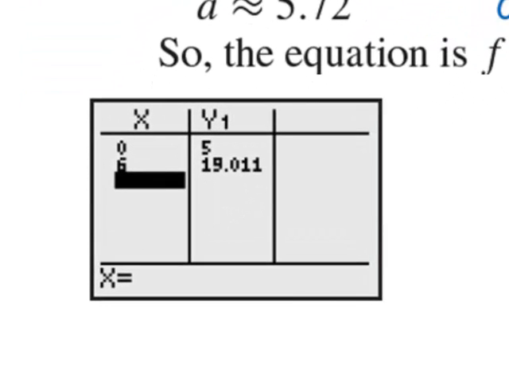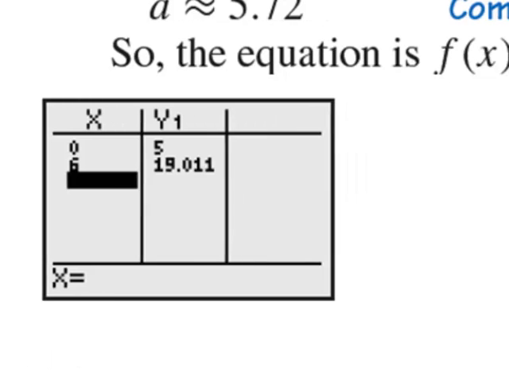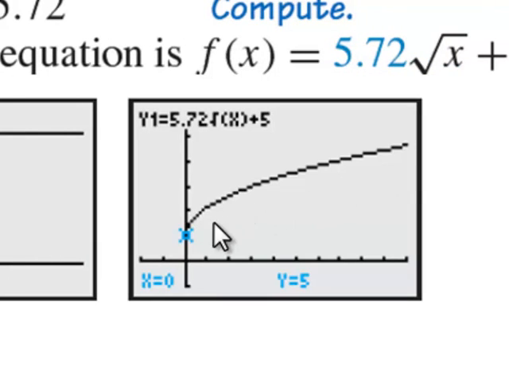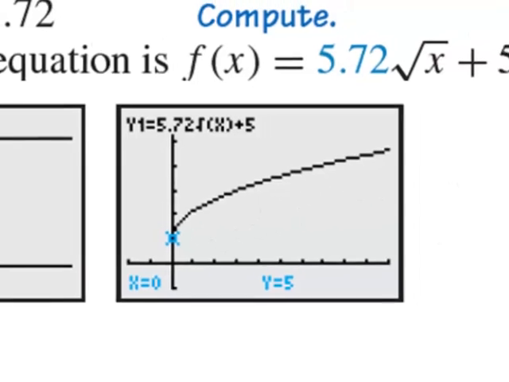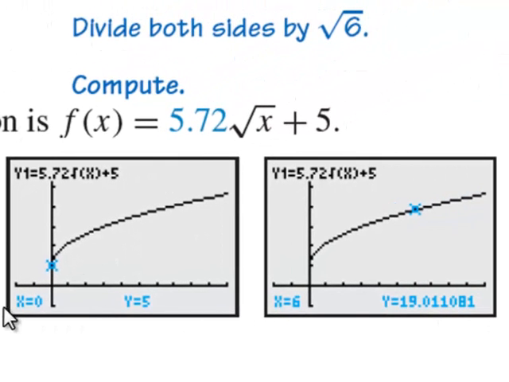We can use the table feature, and we see that when x is 6, y is close to 19, it's 19.01. Now it's not going to be exact because we are rounding to 2 decimal places for the value of a. Here's our graph, and we see (0, 5) is on the graph, and (6, 19) is very close.